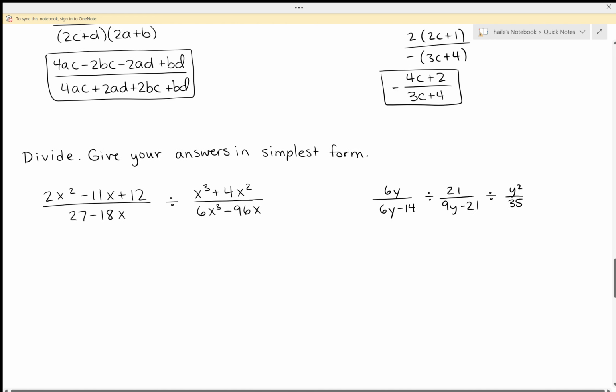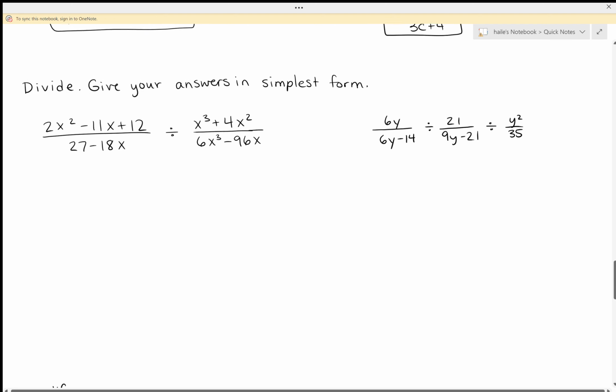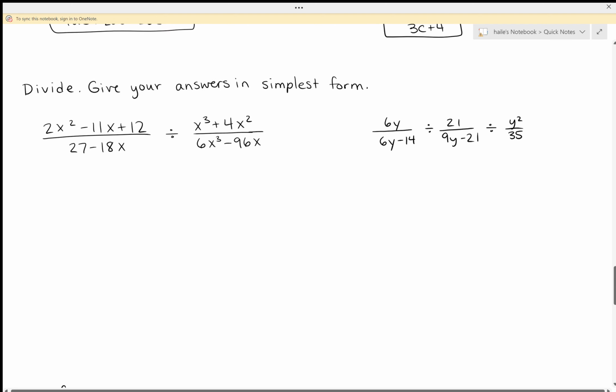Okay, now we're going to look at some division. So we just did multiplication, and division is very similar, except we just have to remember the keep, change, flip. So let's get to work factoring this first one. So we have 2x squared minus 11x plus 12 over 27 minus 18x is our first fraction.